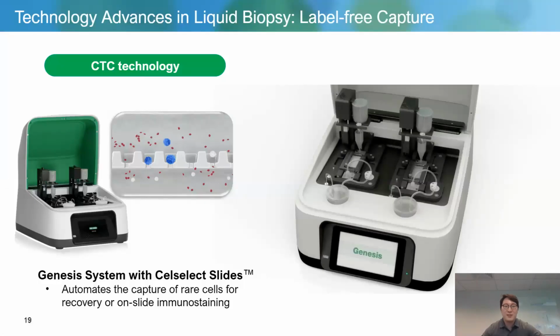Here, in order to gain more insights into cancer heterogeneity, specifically in CTCs, we use this label-free CTC isolation system called Genesis with Cell Select slide technology. This technology resolved many previous challenges in CTC isolation by providing a fully automated isolation and enumeration of CTCs from blood. This instrument uses Cell Select slide technology that can isolate CTCs without any pre-processing and labeling procedure that can cause potential cell loss and longer processing time.